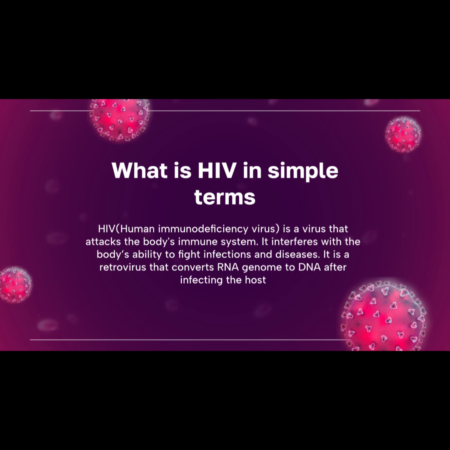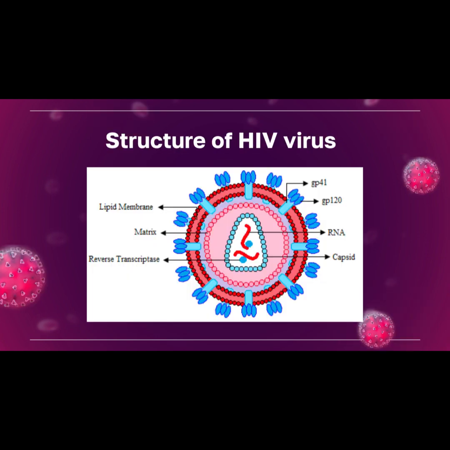Now, what is HIV in simple terms? HIV is a virus that attacks the body's immune system. It interferes with the body's ability to fight infections and diseases. It is a retrovirus that converts RNA genome to DNA after infecting the host.